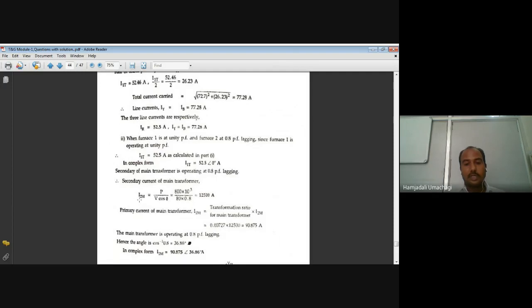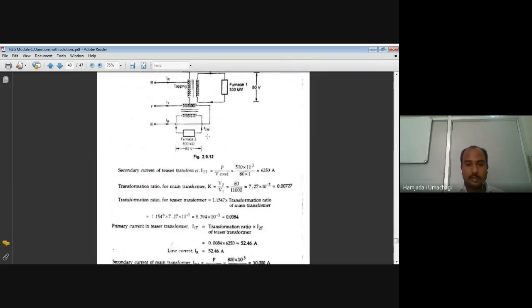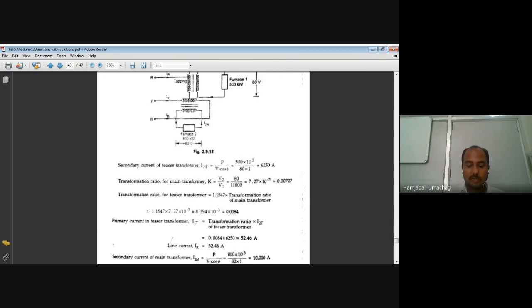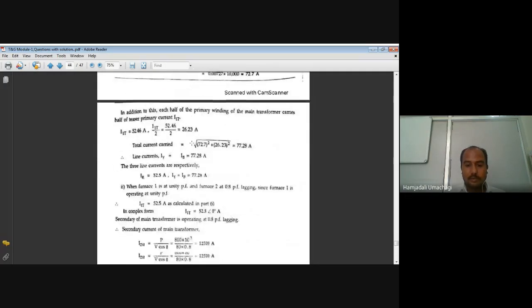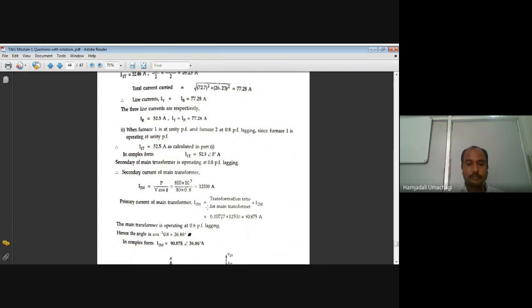In that case, the secondary current I2M is equal to P over V cos phi. This is our main transformer, which is connected to a load of 800 kilowatt, voltage 80 volt, and power factor 0.8. So here we should take cos phi as 0.8. The secondary current of the main transformer I2M is equal to power P, that is 800 into 10 raised to 3, divided by voltage 80 into cos phi 0.8. So the secondary current of the main transformer is 12,500 ampere.